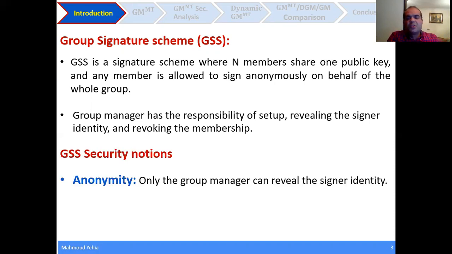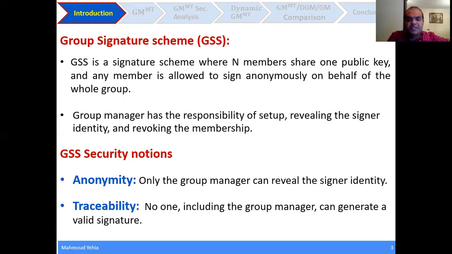There are two security notions that should be achieved by any group signature scheme. The first one is anonymity, which means that only the group manager can reveal the signer's identity. The second one is traceability, which means that no one, including the group manager, can generate a valid signature which cannot be opened or traced back to a group member.